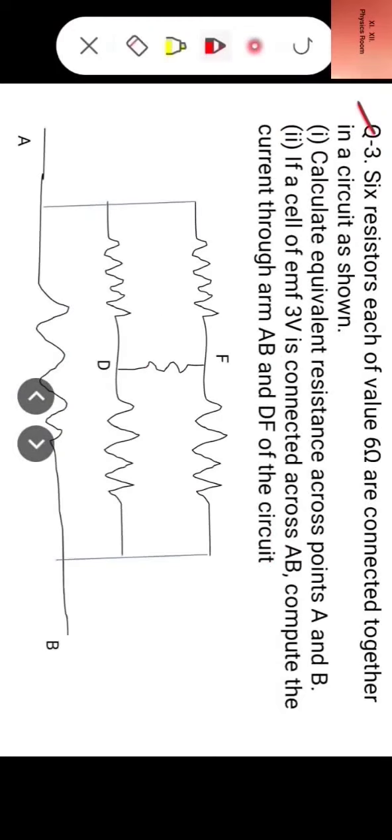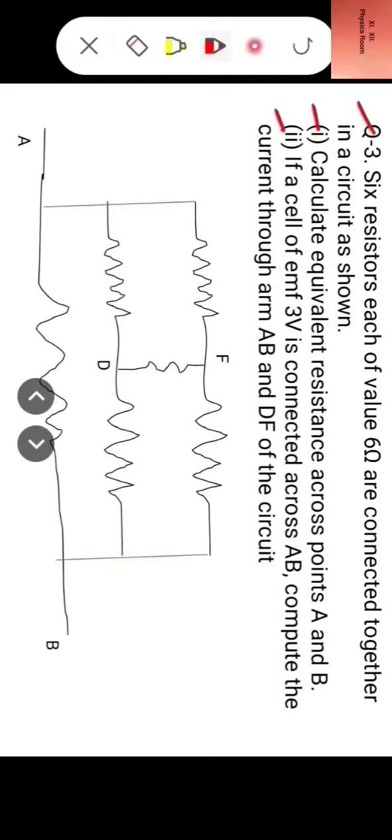Question number 3. 6 resistors, each of value 6 ohm, are connected together in a circuit as shown. Number 1. Calculate equivalent resistance across points A and B. Second, if a cell of EMF 3 volt is connected across AB, compute the current through arm AB and DF of the circuit. So arm DF, if you look at these 5 resistances with arm DF, then it is a balanced Wheatstone bridge, because the ratio of arm resistance is the same. Therefore you can treat FD as an open circuit and the current through the FD branch is 0.